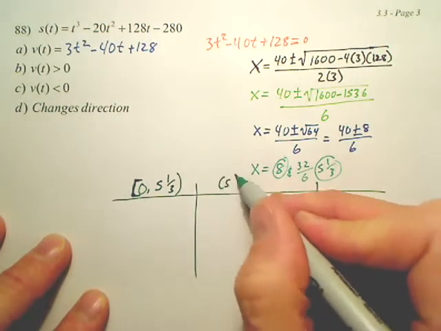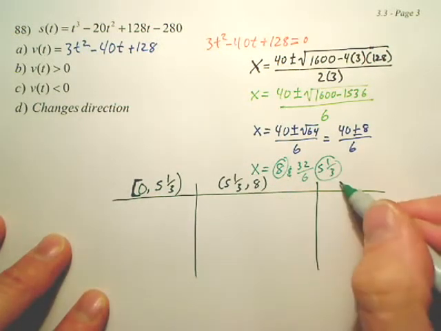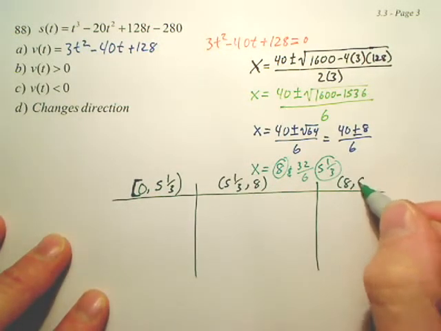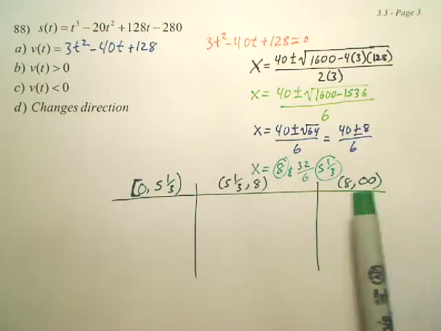And then we're going to go from 5 1/3 to 8. And then we're going to go from 8 to infinity. Those aren't coordinates. I know I hate them, but I wrote it this way because it's easier to write. It might be easier to write it in other forms.